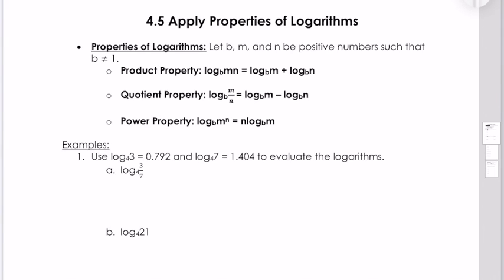Hi, Algebra 2 class. We are doing lesson 4.5, applying the properties of logarithms. I decided to skip 4.4 part 2 because, just because I can.